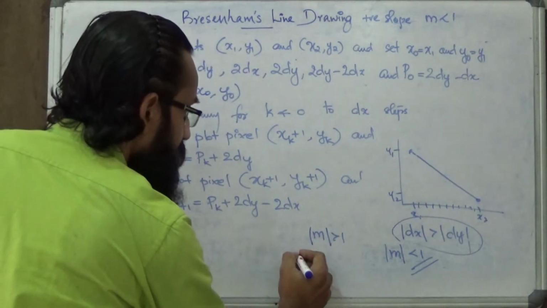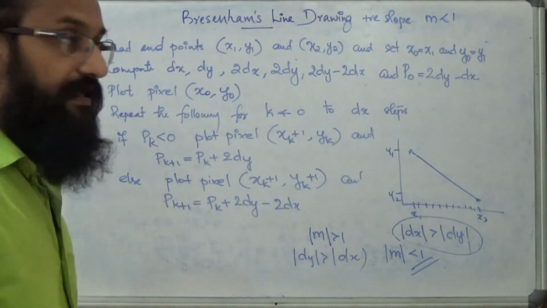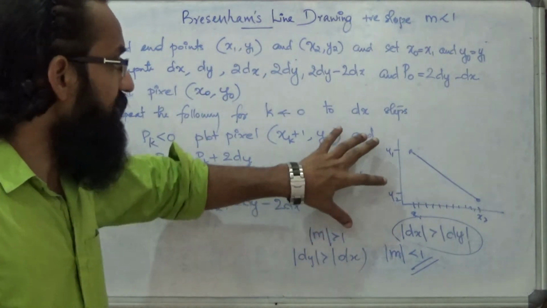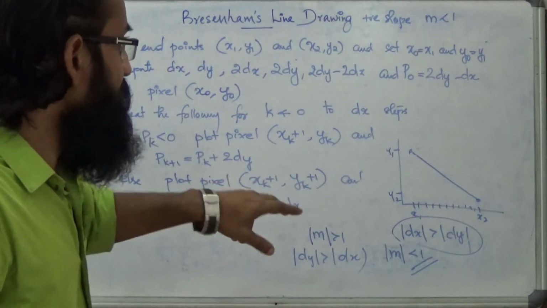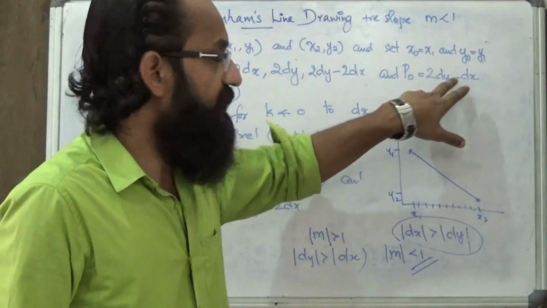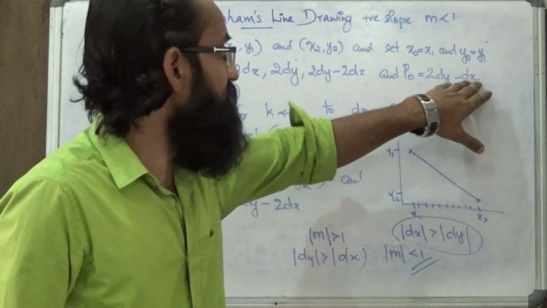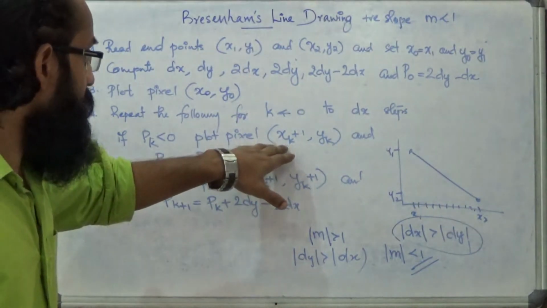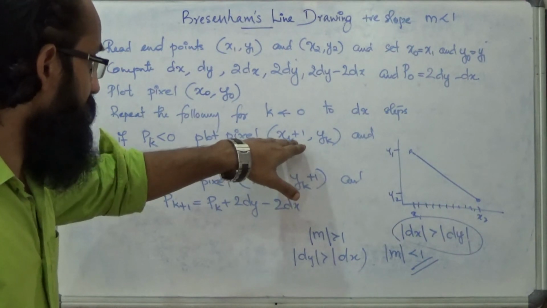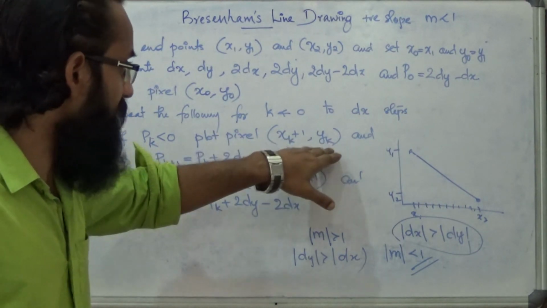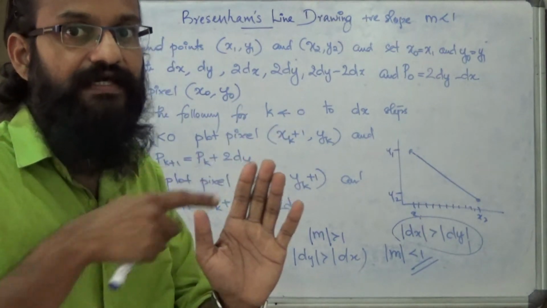Again, for a line with negative slope with modulus of m greater than 1, that means modulus of dy is greater than modulus of dx. In that case, you are expected to sample y at unit intervals. You have to interchange the roles of x and y, as I said earlier. So this will become 2 into dx minus dy. Here, at this point, the x value will remain the same as xk, and the y value will get decremented, because as we move from left to right, y gets decremented.